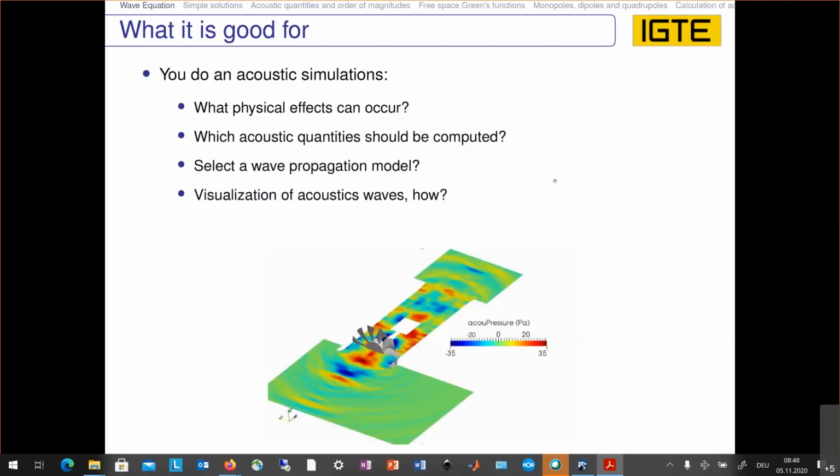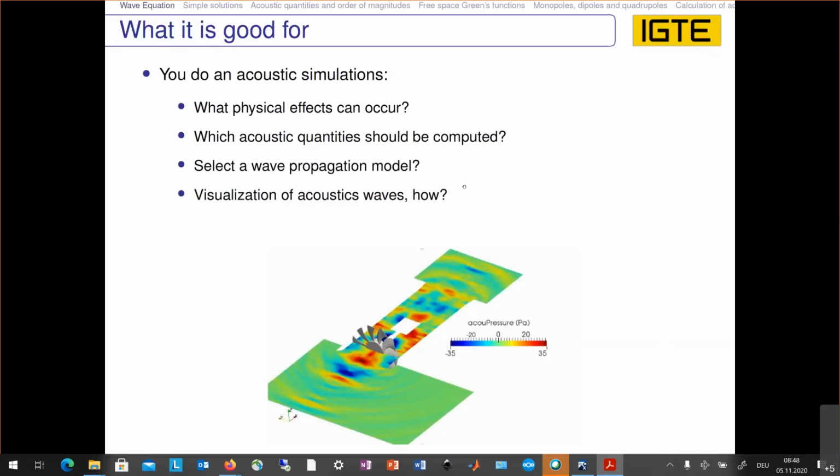But when we have classical acoustic waves, so solving the wave equation, then we have a scalar quantity, and visualization is mainly done by the absolute value, or if you do a harmonic simulation, you take the real or imaginary part, or you really compute isosurfaces so that you see, according to the isosurfaces, how the waves are propagated.